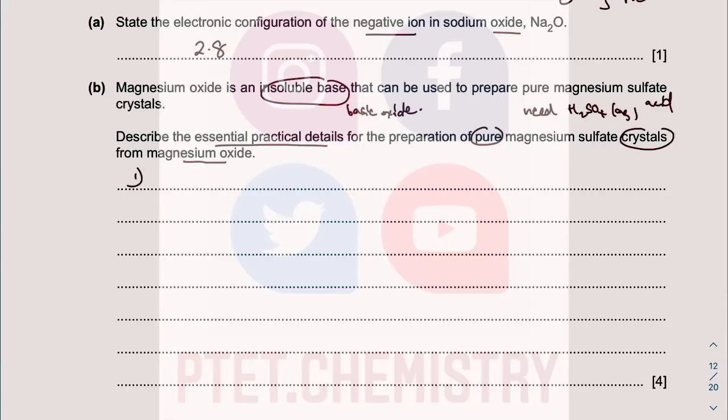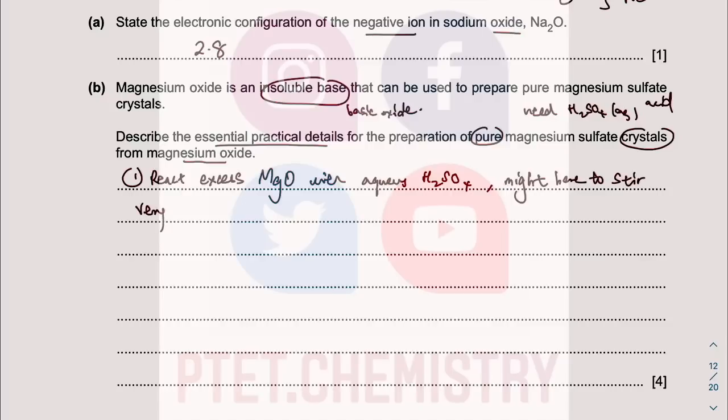Okay, so first of all, you're gonna react excess magnesium oxide, which is an insoluble base, with aqueous H2SO4. Okay, we're talking about practical details here. Because this is very insoluble, you might have to stir very hard or warm gently. When you warm the solution, this will help the insoluble MgO to dissolve.